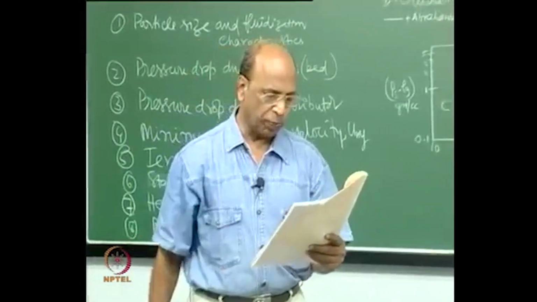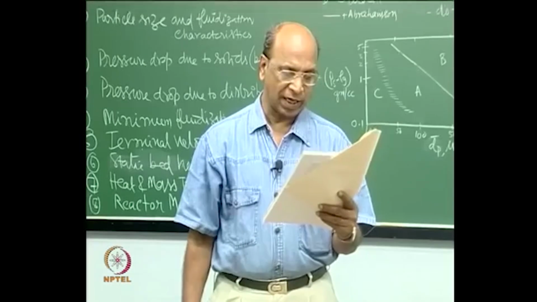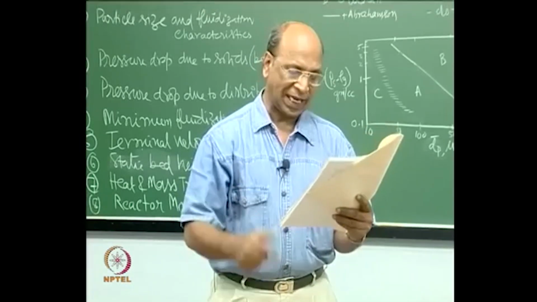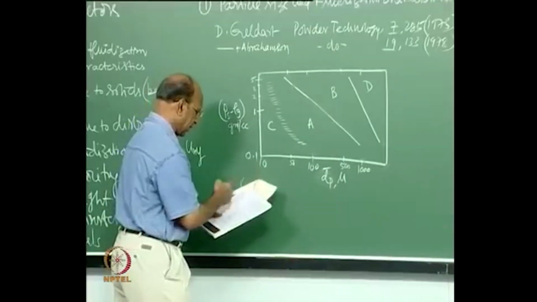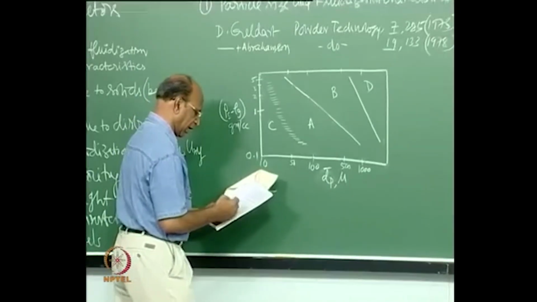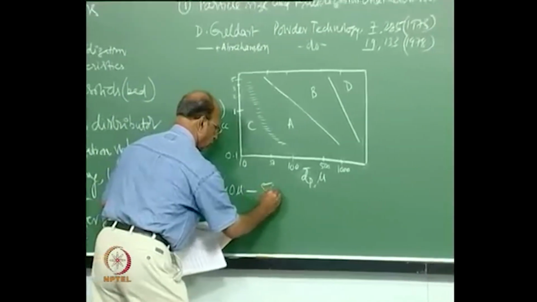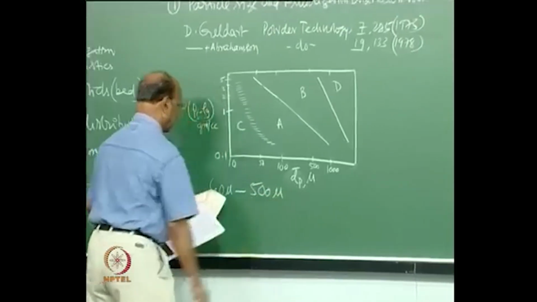Okay, next one, group B. The particles are sand like with size range of 40 micrometers to 500 micrometers. Sometimes one can write micron also.